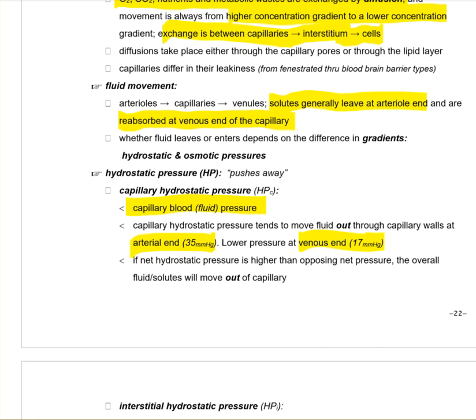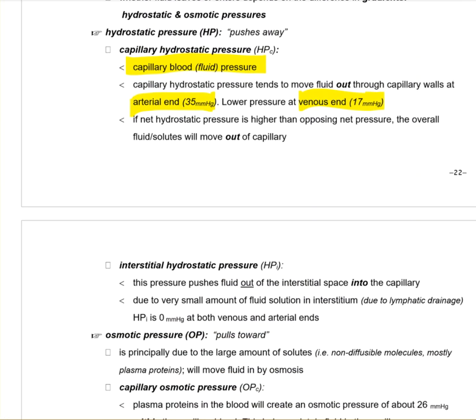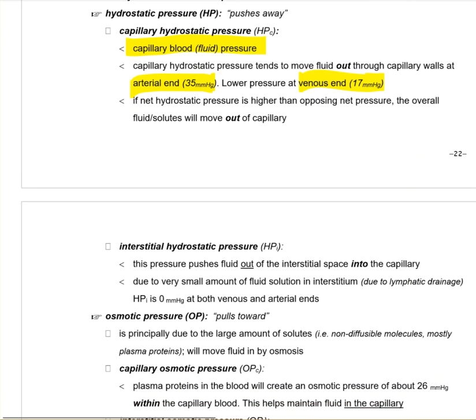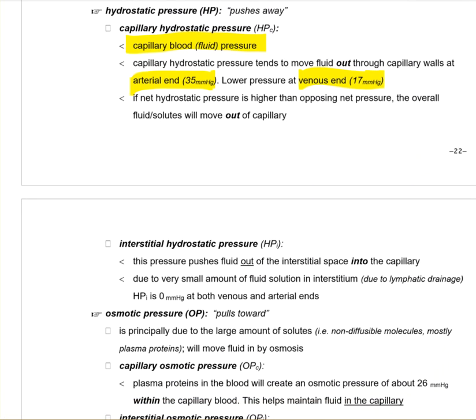Okay? Now, what we want to think about then is as long as there isn't a pressure in the opposite direction that's higher, fluid will move out. Okay, so as long as there's not a pressure going in the opposite direction into the blood that's higher than 35, fluid will leave the blood and go into the interstitium and then go into the cells. And that's what that's saying. And we'll do the math in a minute to figure out how that works. Okay, now the next pressure is called interstitial hydrostatic pressure. And this is the pressure from the interstitium into the capillary.